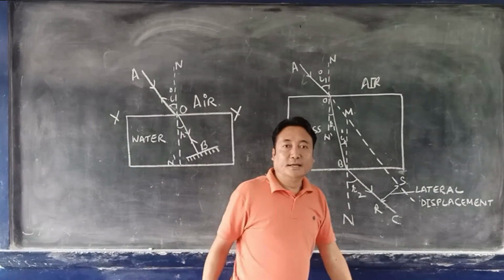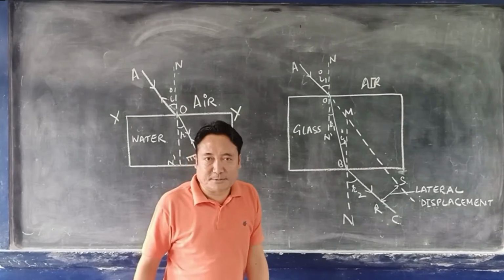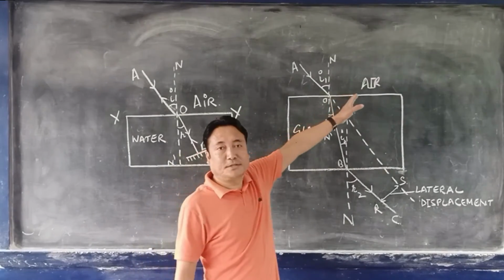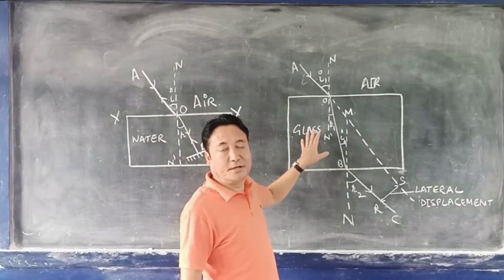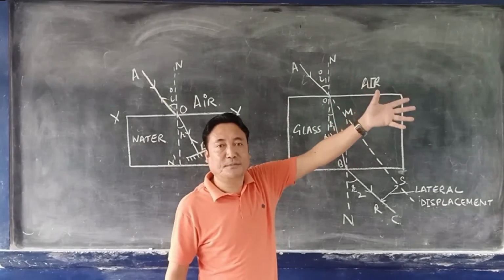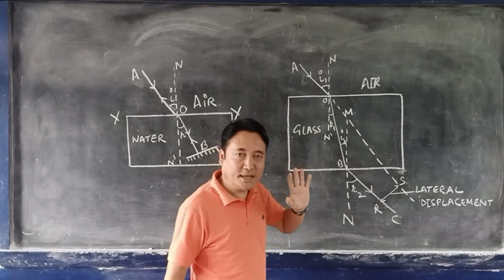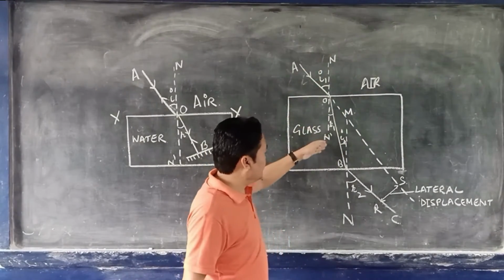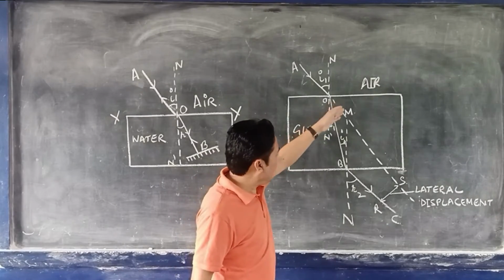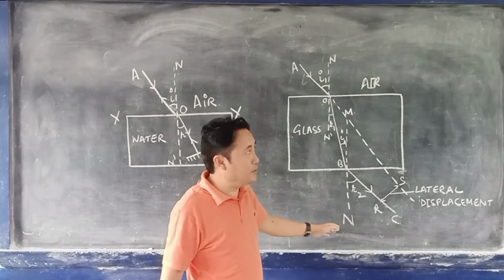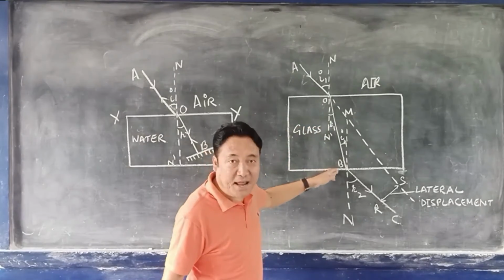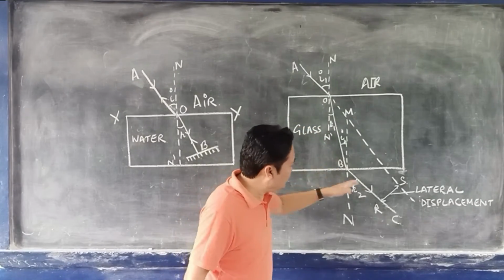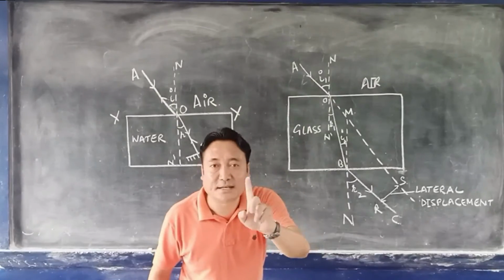Second point, now the lateral displacement. The two media are air and glass. Now the light is passing from air to glass. NOS is the normal, NB is another normal, AO is the incident ray, OB is the refracted ray, and BC is the emergent ray.